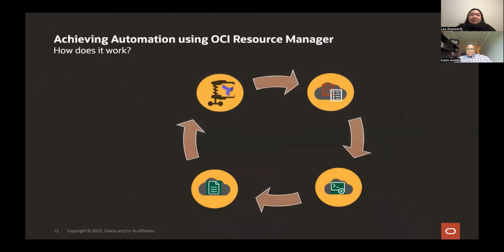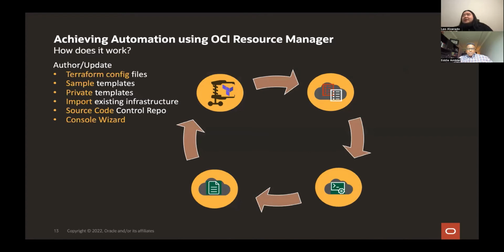All right. Now we go with how to achieve automation using OCI Resource Manager. If you have heard about ORM or OCI Resource Manager, how does it work? OCI Resource Manager is a fully managed Terraform as a service. It uses infrastructure as code to automate the provisioning of all your OCI infrastructure resources. It could be your app tier, network tier, DB tier, everything.